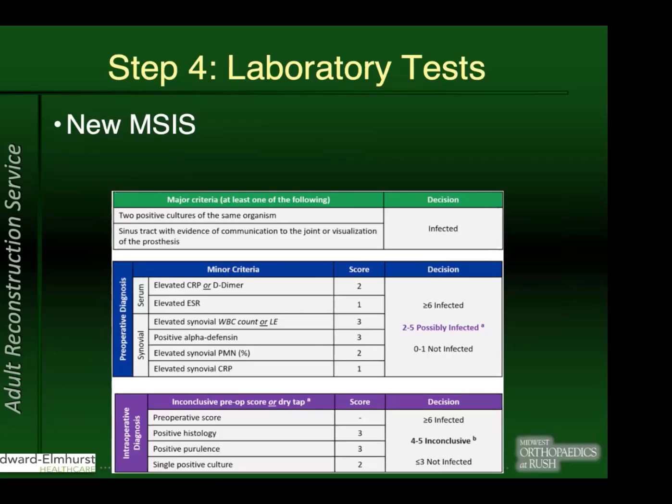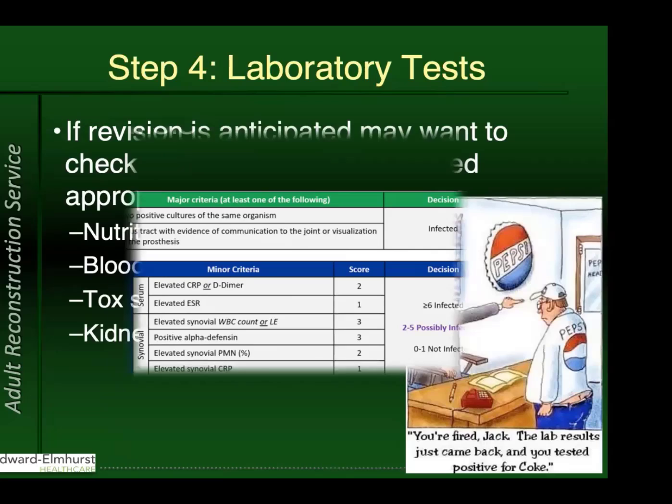When we look at the new MSIS criteria, this is a little bit more burdensome. You've got to start calculating things. And if you're not fantastic at math, it may take a little time to get through this, but this is the new criteria, which adds some other factors like D-dimer, alpha defensin, and synovial CRP.